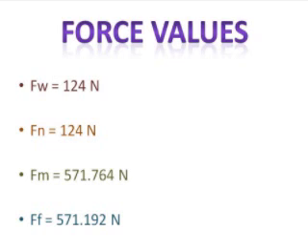And the force of movement is 571.764 newtons, and the force of friction is 574.192 newtons. And this makes sense because the force of motion is greater than the force of friction, not by much, but it shows that the car was able to move forward and the force of friction was not overpowering it. The forces that made my car move also made my car have momentum.